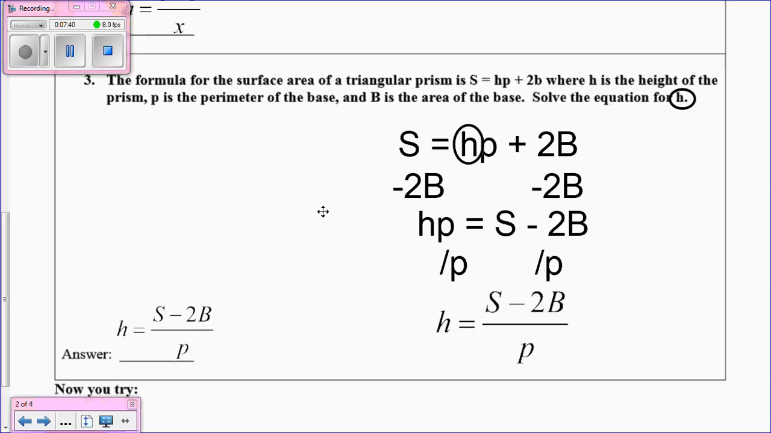Not too bad. It's just that instead of getting it smaller, you're kind of building it up. Here's all the stuff you have to do just to get H. Okay? So that once I know what P, S, and B are, I can just plug them in and I get H really quick. That's why we do it.